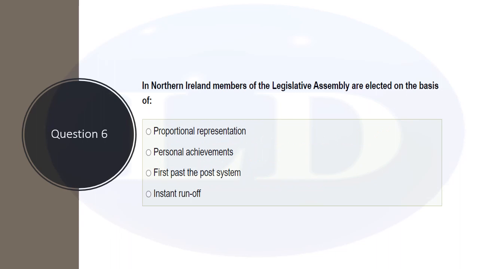Next, in Northern Ireland, members of the Legislative Assembly are elected on the basis of... this is the same as we had about the Welsh Assembly in one of the tests before. So that is proportional representation. That is the correct answer. And the first past the post system is for the British Parliament, for the general election in which the Prime Minister is elected.